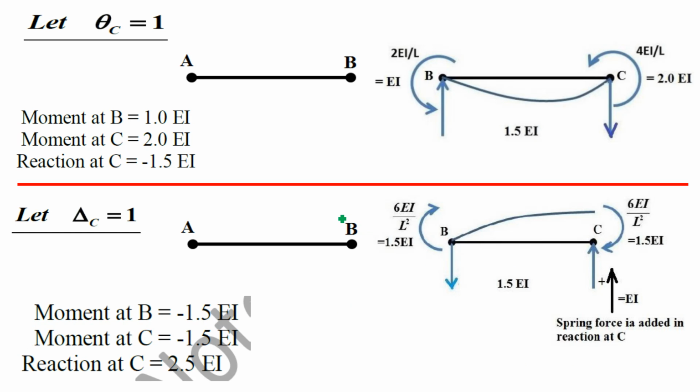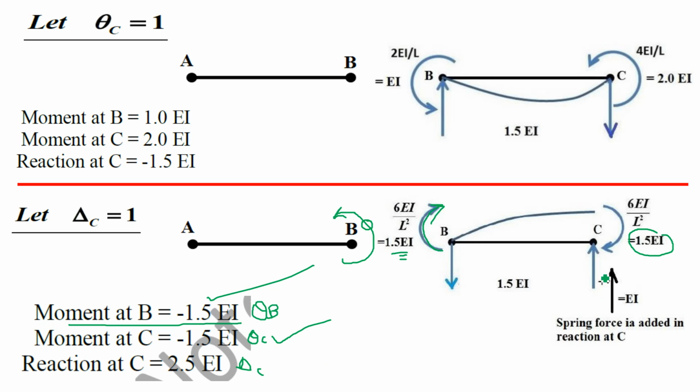Again, finally we have to collect the actions corresponding to the unknown displacements. First unknown is theta B, second unknown is theta C, and third unknown is delta C. The action corresponding to theta B is the moment at B. It is 0 at B in the first span, and the clockwise moment means minus 1.5 EI. Then moment at C, again clockwise 1.5, means minus 1.5 EI. And reaction at C is upward 1.5 EI. This is the reaction because of moment.